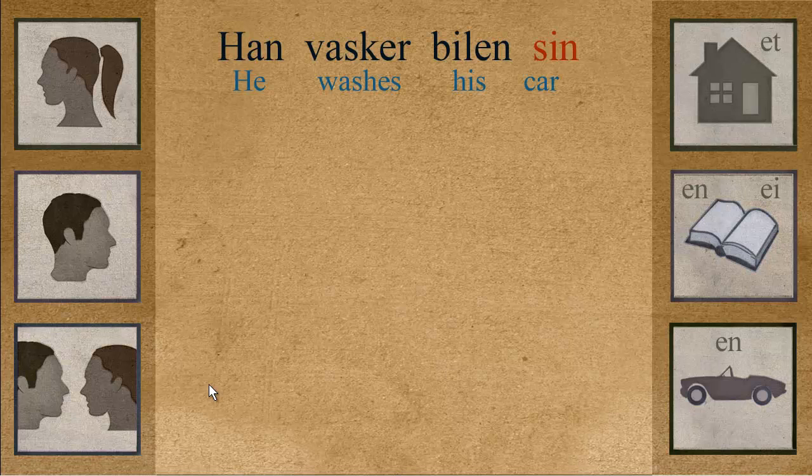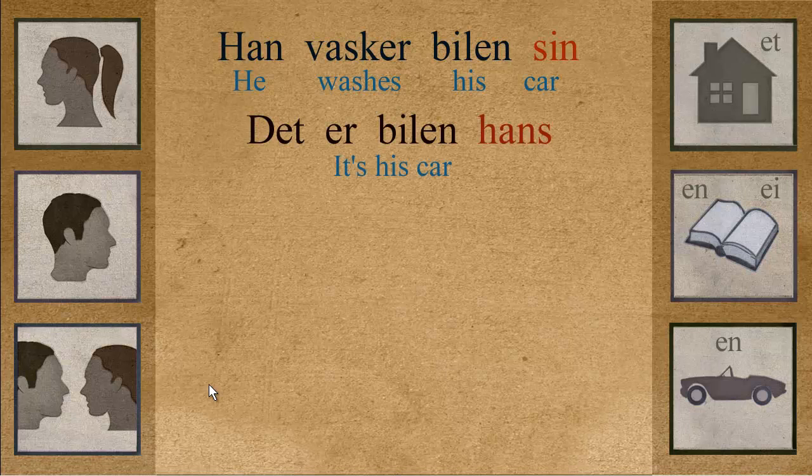Okay, now I hope that helps. That part helped you. Now I just want to show you some sentences and show you how you can have different sentences with these. Han vasker bilen sin, and then der bilen hans. It's his car, because it's just the way the sentence is formed. There's no confusion about it when you use it this way.